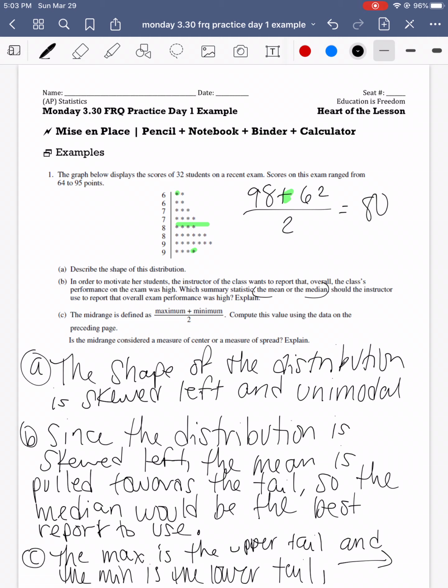So it requires a lot of thinking, which all of you are capable of doing. You just need to take your time, read carefully, and use your logic skills to indicate, is this a measure of center? Is it spread? What's really going on here?